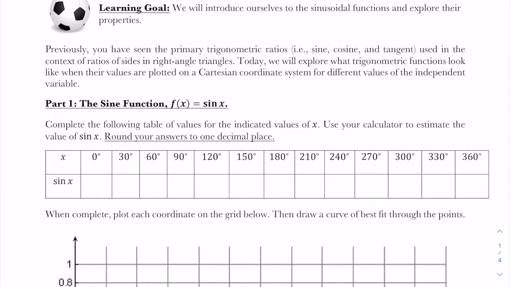Previously, you have seen the primary trigonometric ratios, in other words, sine, cosine, and tangent. And we use this in the context of calculating angles and sides in right angle triangles. But what we're going to do today is explore what these functions actually look like when you plot their points on a grid. Part 1 is going to involve the sine function, which is just f of x equals sine of x.